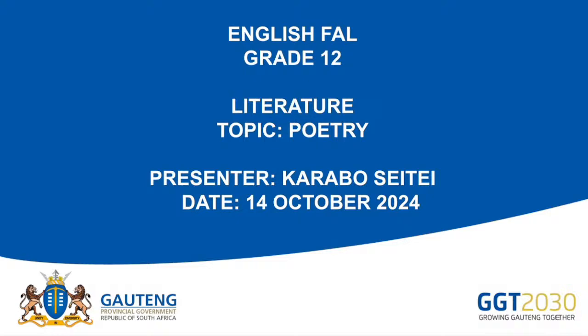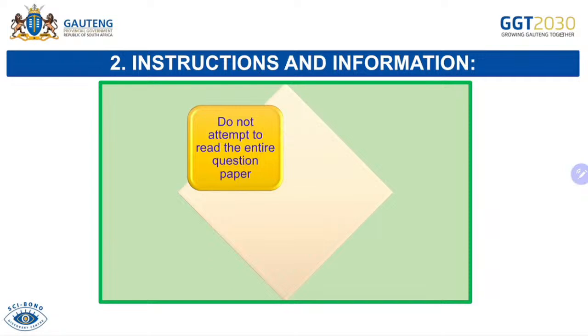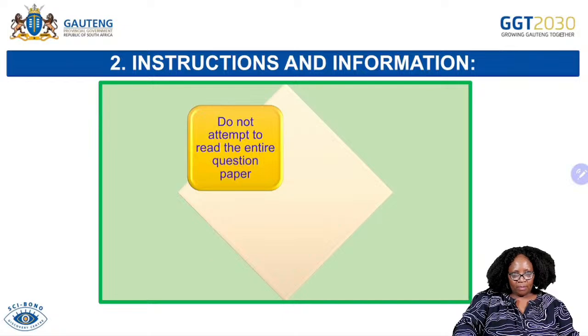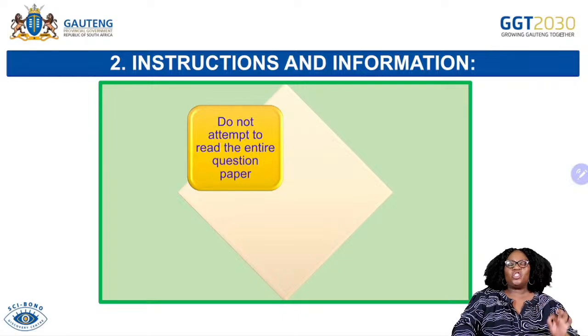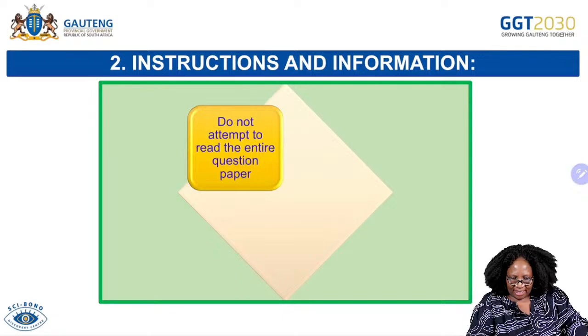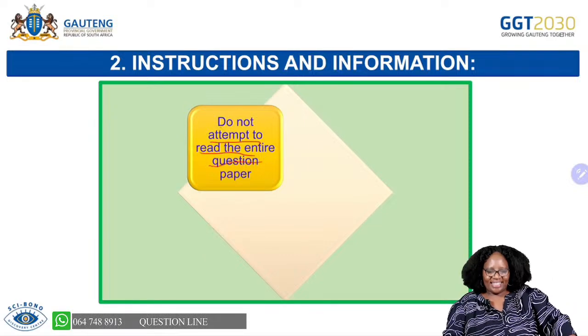The focus of our lesson this afternoon is poetry. The first thing that you need to realize, grade 12 learners, when we sit for an English file literature paper, or paper 2, is to do the following. The paper will be about 26 pages long. Our advice to you is do not attempt to read the entire question paper.